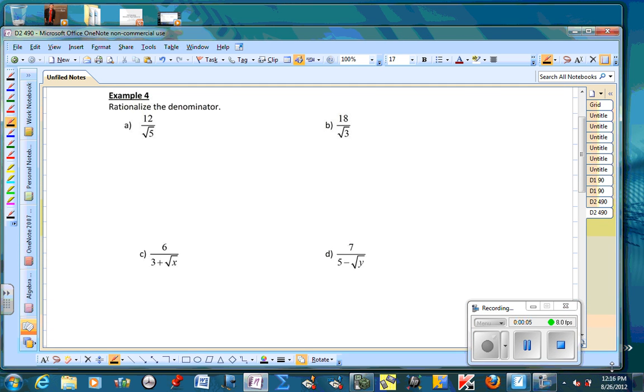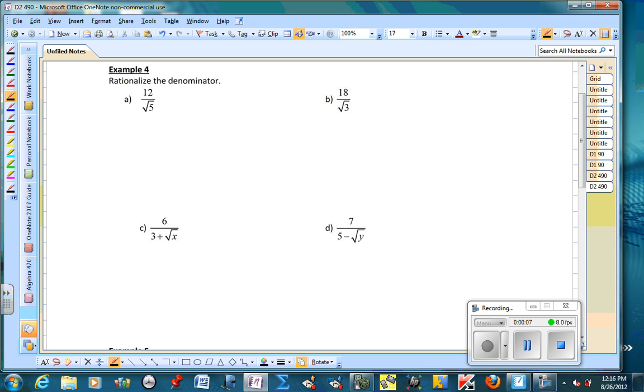In example 4, we're going to be rationalizing a denominator. Now what that means is make the denominator turn into a rational number. There are some times in calculus when we have to do a process like this to find limits. Outside of that, rationalizing a denominator is really pretty much an old-fashioned, somewhat outdated technique.